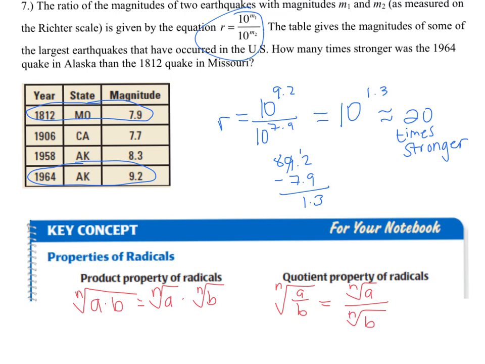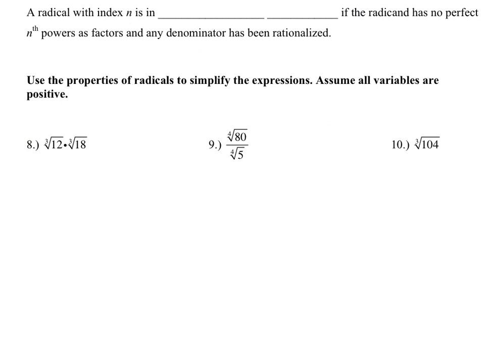Let's take a look at some more examples. One more note to fill in before the examples. A radical with index n is in simplest form if the radicand has no perfect nth powers as factors, and any denominator has been rationalized. Use the properties of radicals to simplify the expressions. Assume all variables are positive.